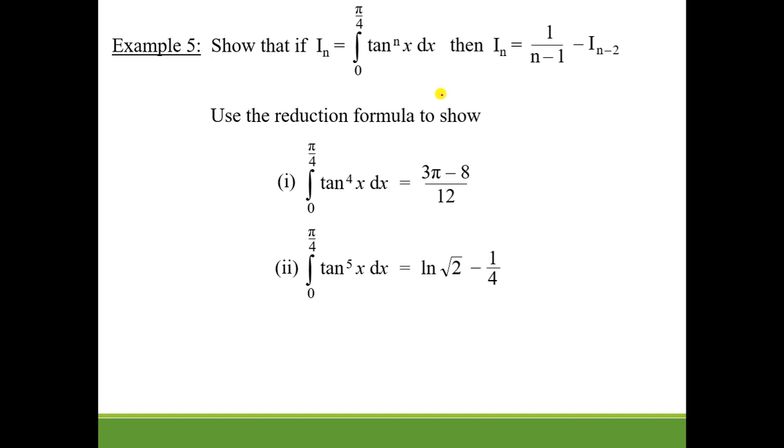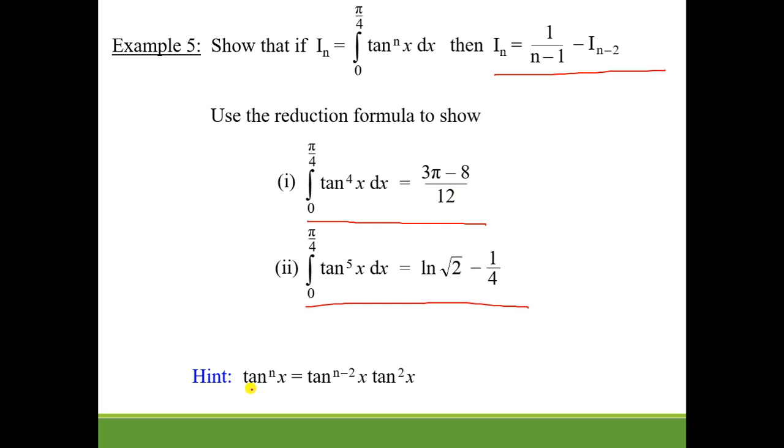Now this is also important. Show that if I_n is equal to integration 0 to pi by 4 tan raised to n x dx, then I_n is equal to, you have to show this thing. And again they will ask this type of question as a multiple choice question. So again this is also a very important example.